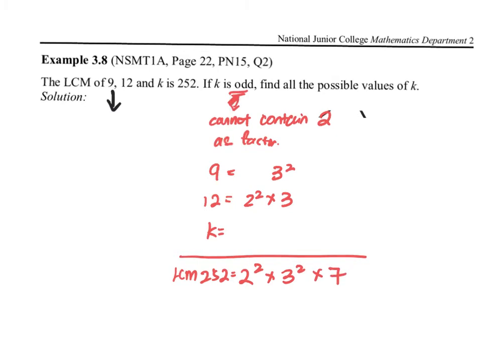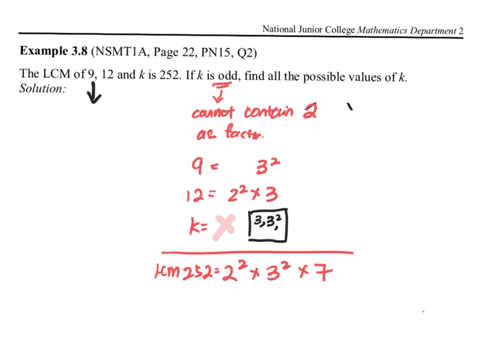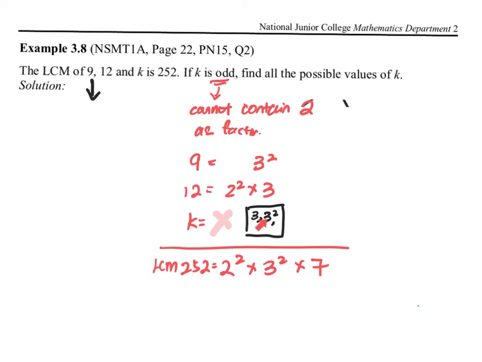Now, since K is odd, K cannot contain any powers of 2. Next, if we look at 3, K may contain 3, because if it's 3, the LCM will still be 3 power 2. K can be 3 power 1, or 3 power 2, or even 3 power 0, which is just 1. So under the powers of 3, K can afford either 3 or 3 power 2.